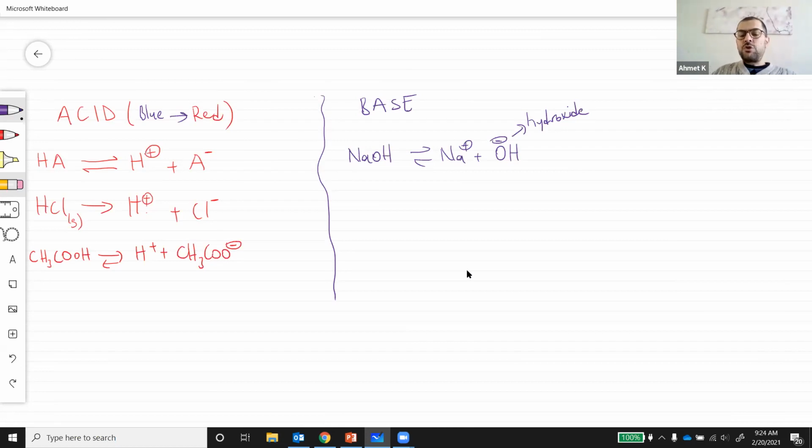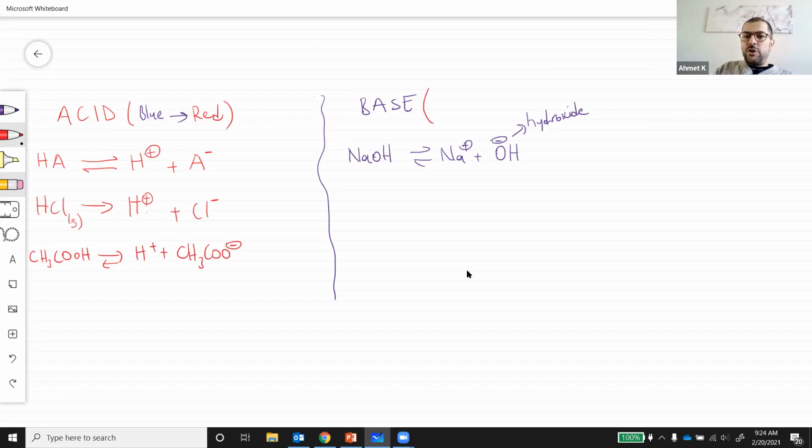And again, sodium hydroxide is another base, right? And this is a strong base. Magnesium hydroxide is a base, etc. And it's kind of the opposite of the acid, right? So how can you say whether you have a base or not?